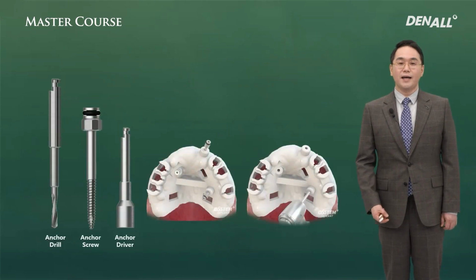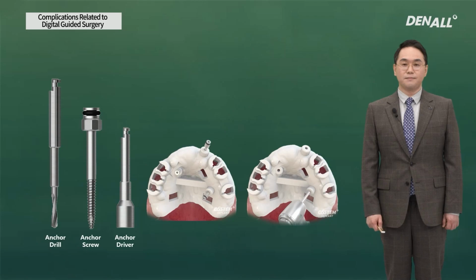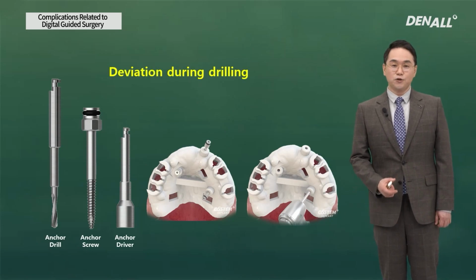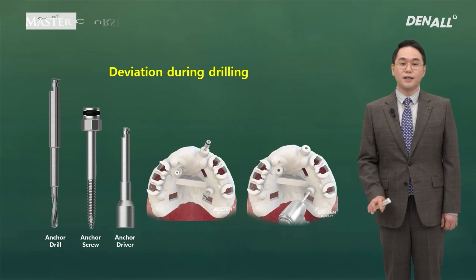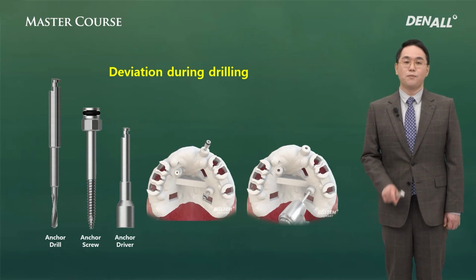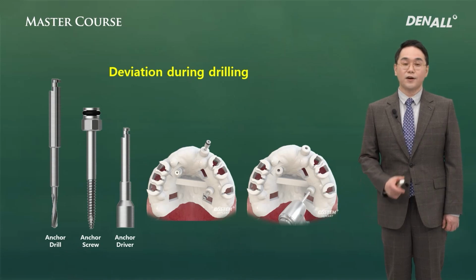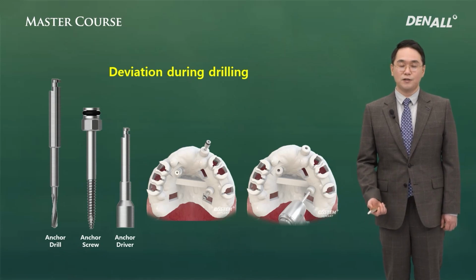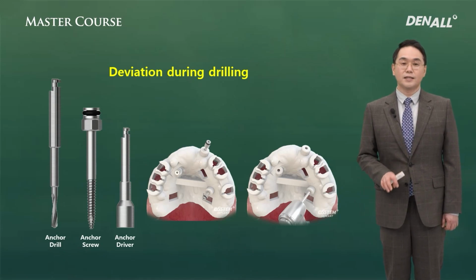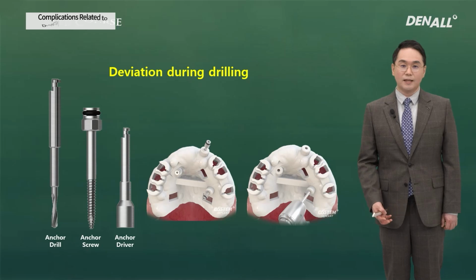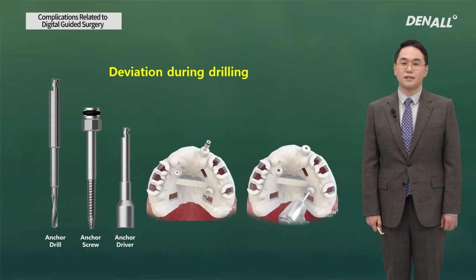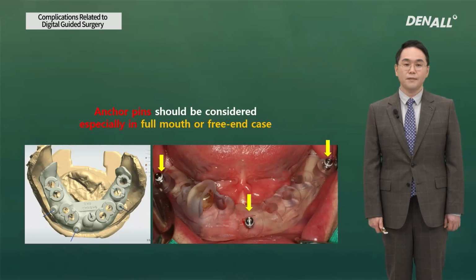In order to solve this problem, there are these anchor tools within the One Guide kit. There are 3 anchor screws, and there's also an anchor driver to place the anchor screw. There's also an anchor drill, which can make indentation in cortical bone, within the One Guide kit. You need to use these tools within the kit in order to fixate the template properly and place the implant in free end or full mouth cases. By doing this, you can place the implant in the intended area following the path.